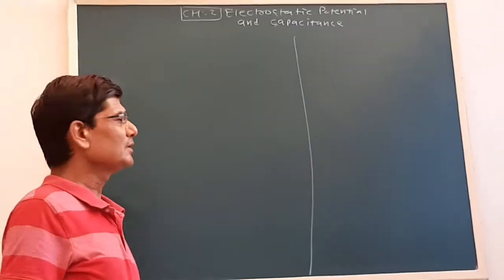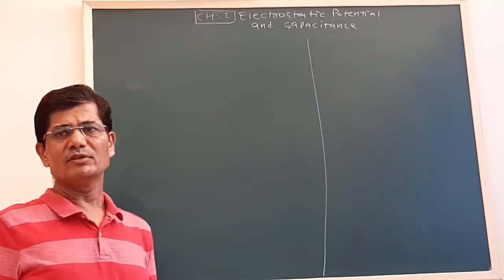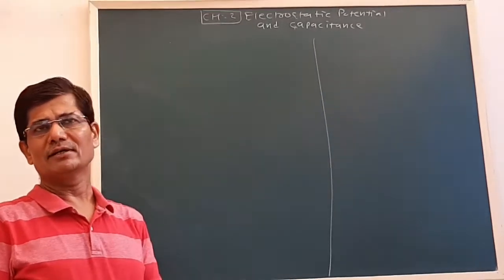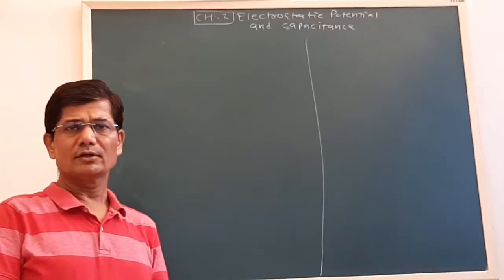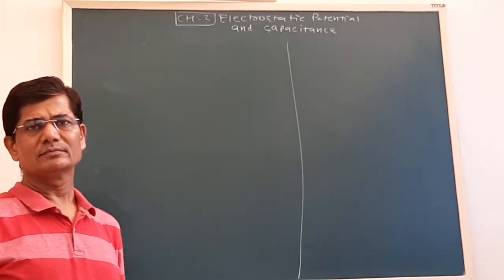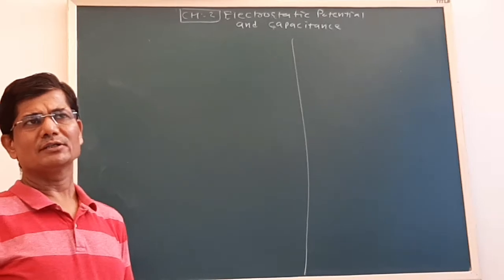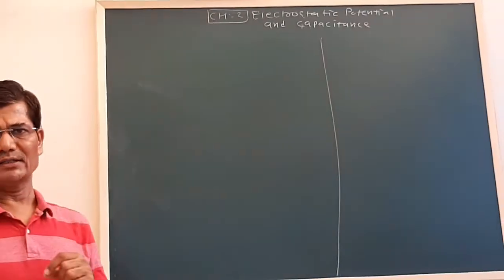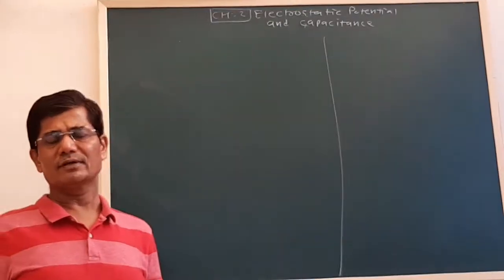Dear friends, last time we saw what is electric potential. We also derived the equation for the potential due to a point charge, and the equation of potential due to an electric dipole. Initially we started with only one point charge.